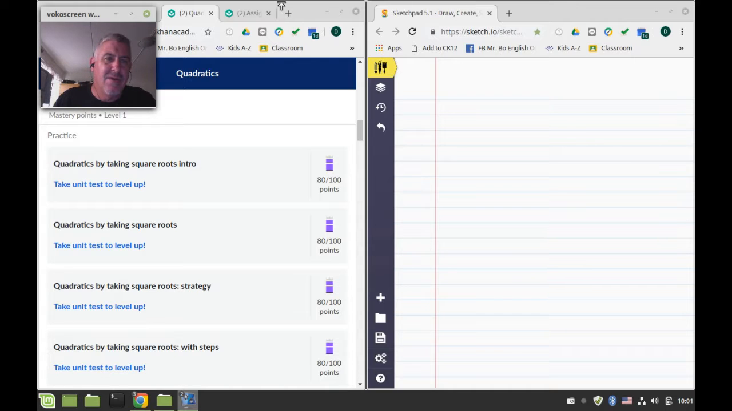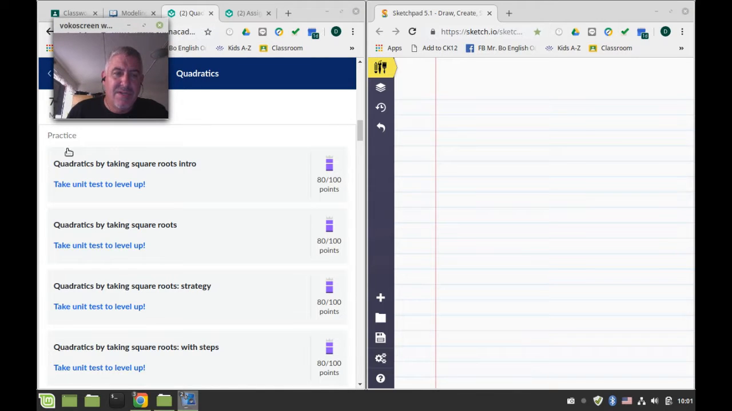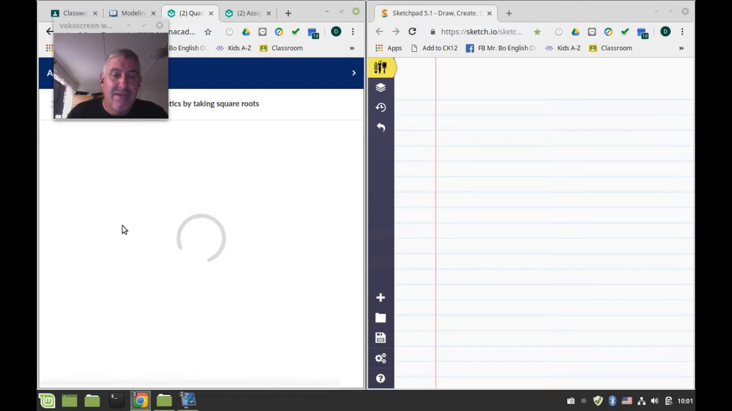We've been working on the quadratics unit in Khan Academy, and here we're doing the solving by square roots lesson. The last video was quadratics by taking square roots intro, and this video we're going to be doing quadratics by taking square roots. So it's going to be a little bit more complicated. Last one was really quite simple. This time we're going to get a little bit more difficult. So let's step right in.